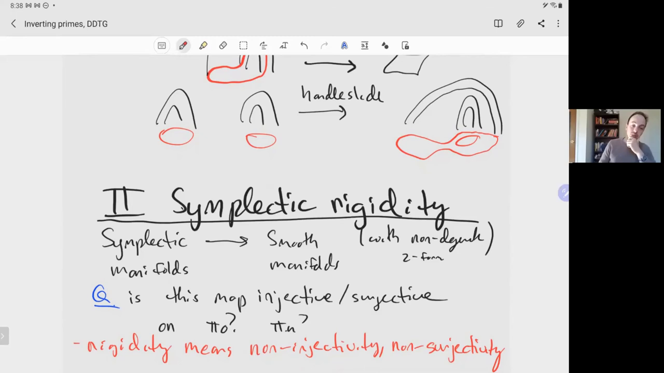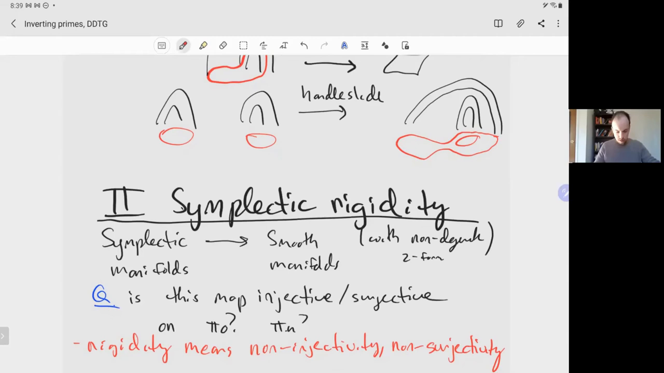And what I mean by rigidity, symplectic rigidity, is circumstances where you have either non-injectivity or non-surjectivity. This map fails to be an isomorphism. So it's a phenomenon where symplectic geometry is different from smooth topology. Either you have two symplectic manifolds which are the same as smooth manifolds but different as symplectic manifolds, or maybe you have a smooth manifold with a non-degenerate two-form which actually does not have a symplectic structure. And so that's what rigidity will essentially mean, some kind of difference between symplectic and smooth topology.